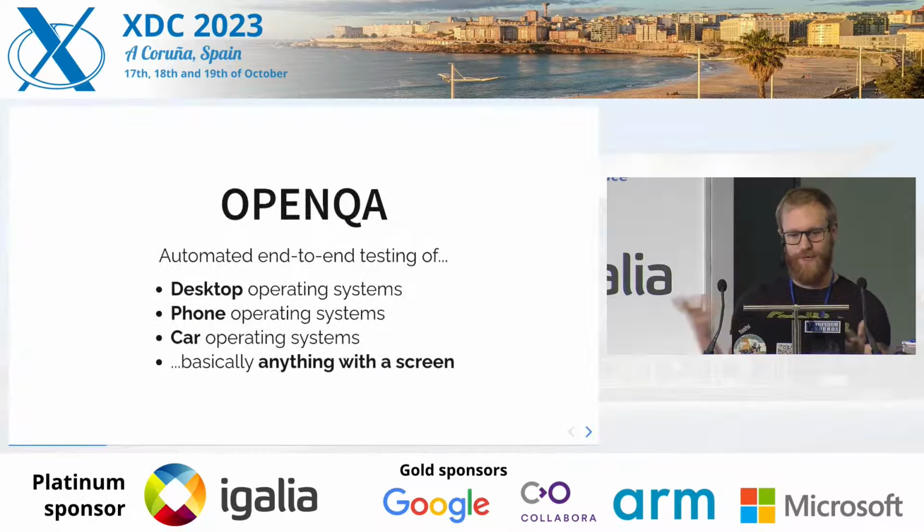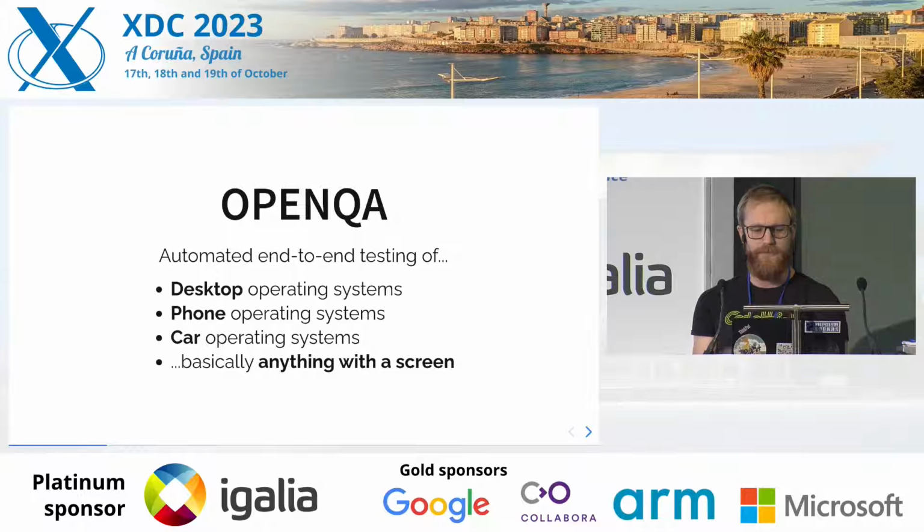And OpenQA is a tool for testing operating systems. So the key features are: it controls either virtual hardware or real hardware, and it's specifically optimized for screenshot testing. So if your device has a screen, it can be useful. If it doesn't have a screen, you can still use OpenQA, but maybe it's a less useful choice.